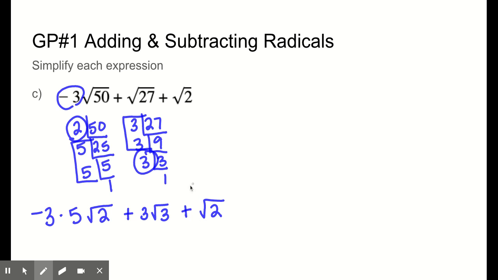Now remember that there is an invisible 1 out in front of this rad 2. So when we go to combine it with other terms, we do have to account for the fact that there is one of these radical 2s here. So keep that in mind. So if I simplify my outside numbers here, I have -3 times 5, which is going to give me -15 radical 2. 3 rad 3 is as simple as it gets, and rad 2 as well.